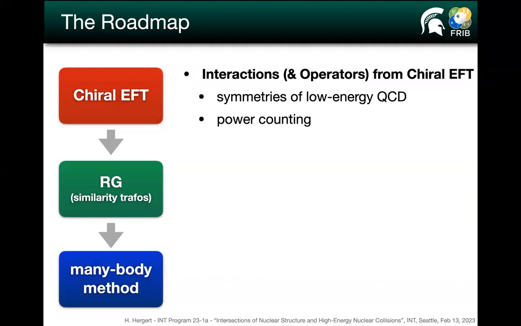I mentioned chiral EFT as a low energy effective field theory for QCD. It encodes the chiral symmetry of low energy QCD. And the feature that gives it an advantage over more empirical models is that you obtain a systematic power counting, an organization scheme for the theory that tells you how important certain contributions are, in particular how important 2-nucleon, 3-nucleon, 4-nucleon forces, etc. might be in your framework. I will get back to that in a little bit.